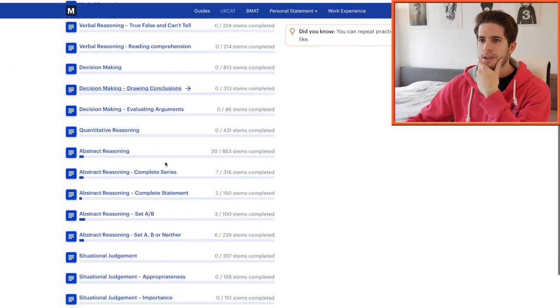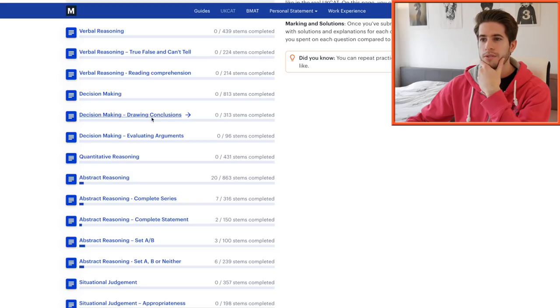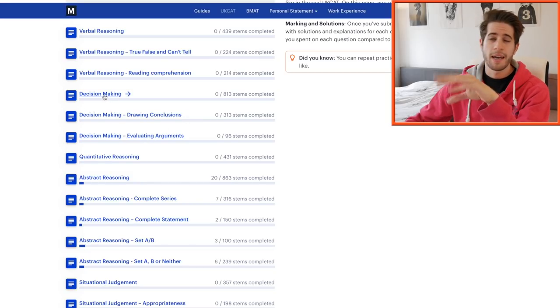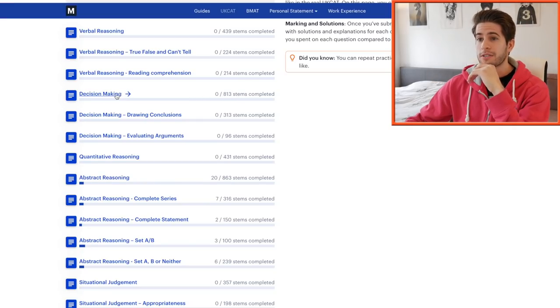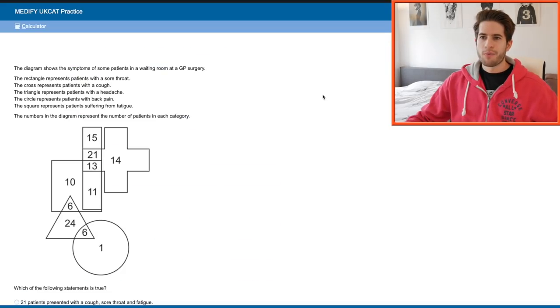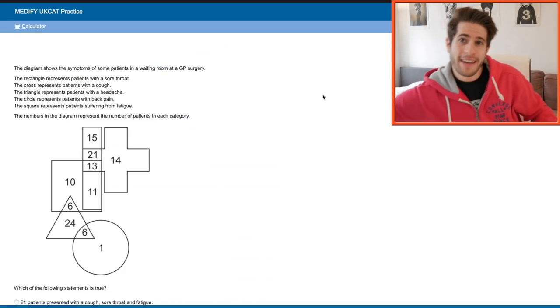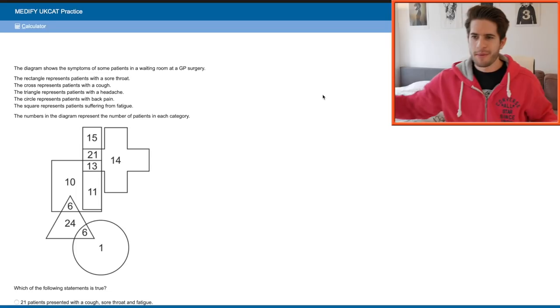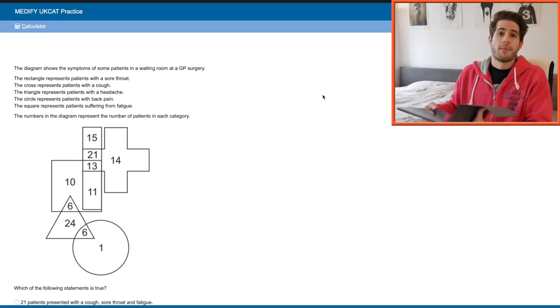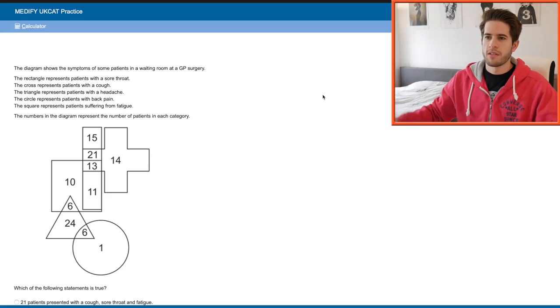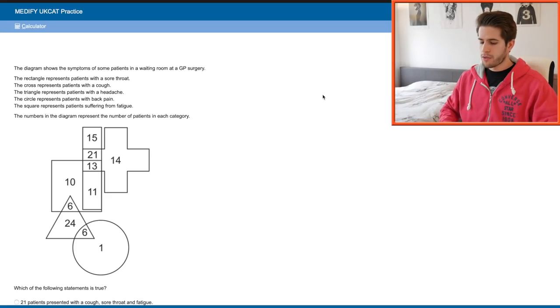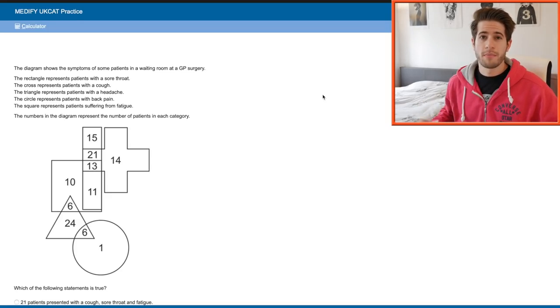So as you can see here, decision making is split into drawing conclusions and evaluating arguments. I'm gonna do the general decision making section so that I get a mix of both of those questions and we can tackle them. Wow, there's 813 questions. I guess let's get started. All right, off the bat, first question, there's a Venn diagram. I just remembered that from last year, these Venn diagrams come up quite often, so make sure you revise how Venn diagrams work, what the different sections mean that are highlighted together, etc. So I'm gonna whip out my iPad so I can write a couple of things down. That's also quite important in the decision-making section I've found.